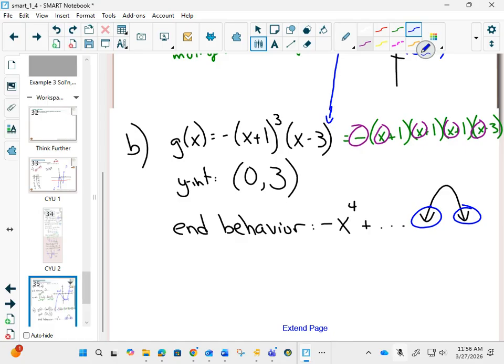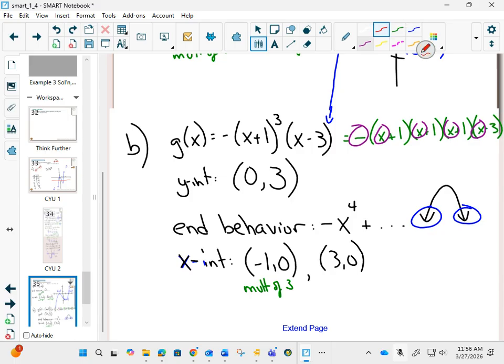Then my x-intercepts. First one, -1, 0. Underneath that, I'm going to write multiplicity of 3. Next one, 3, 0. That one has a multiplicity of 1.